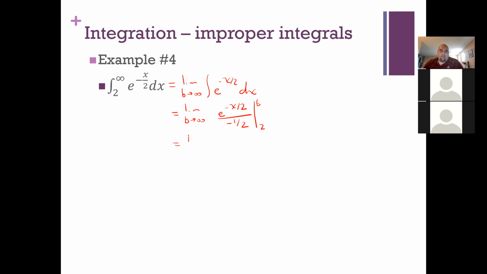So this comes out to be the limit as b approaches infinity of -2 e to the -x over 2. You okay with that so far? Yeah, because -1/2 becomes -2, right? Yep. Okay. So then it's just a matter of evaluating.